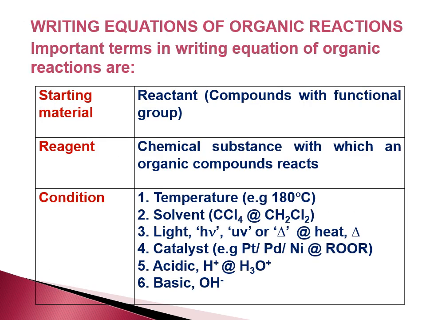In any reaction, we usually write the equation as starting material or reactant becomes the product. For organic reactions, we need to add two more categories. Number one is reagent. Reagent is the chemical substance with which an organic compound reacts. So a substance from the reagent will enter the organic compound, interact with it, and become the product.